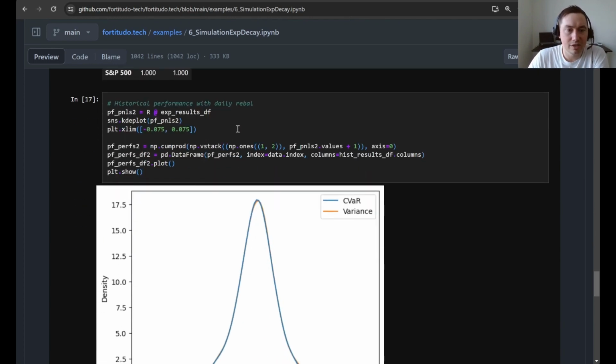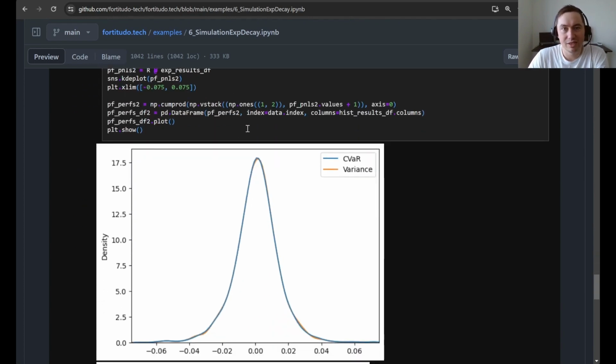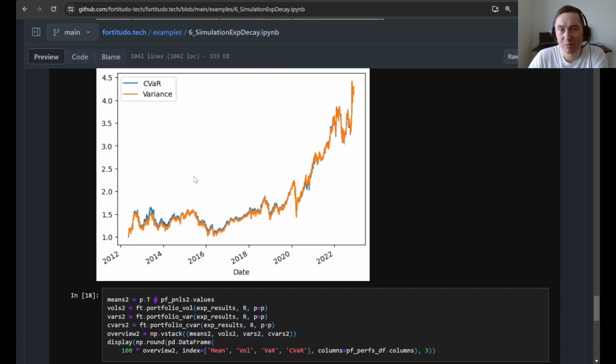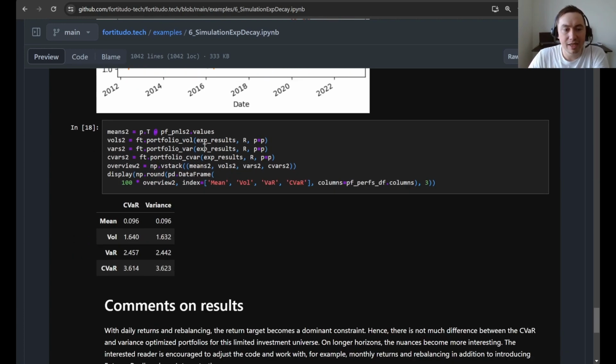If we plot the P&L distribution, then we can see that it's quite similar for the daily data, and if we plot the historical performance, then we also see that there is quite a significant overlap. Finally, we recompute the expected return and the risk to see that we have optimized this in a correct way. So here again we see that the expected returns are of course satisfied. We see that the variance portfolio has a lower variance than the CVaR portfolio, while the CVaR portfolio has a lower CVaR than the variance portfolio. So this is as we would expect.